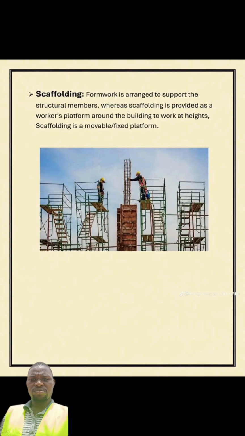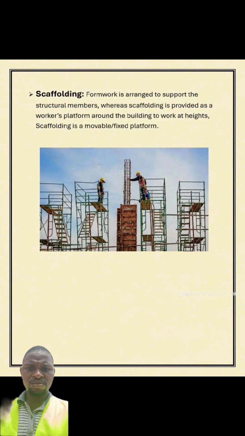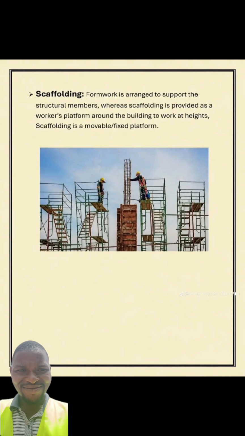So these are the types of formwork that we have in construction. So we have scaffolding, we have staging, then we have centering, right, and we have the shuttering.